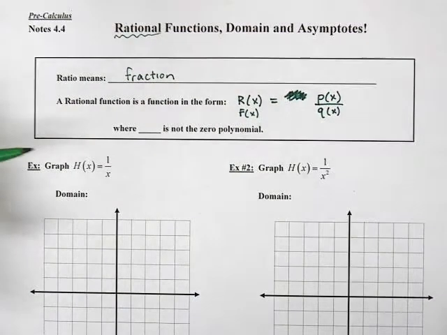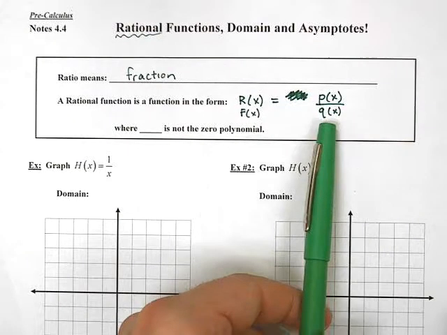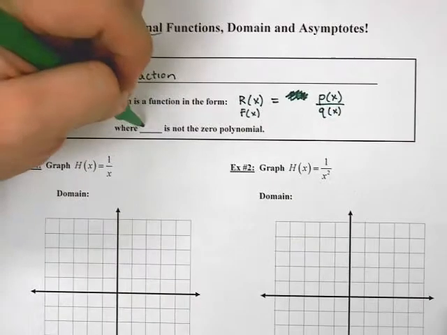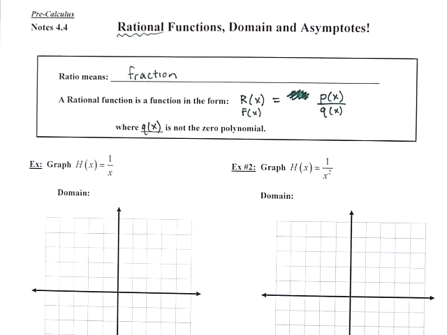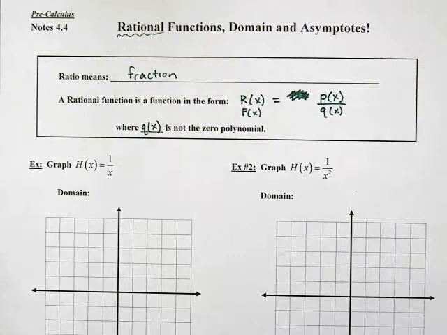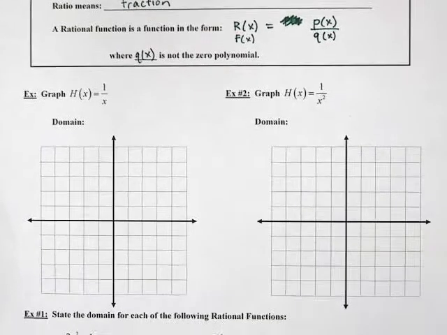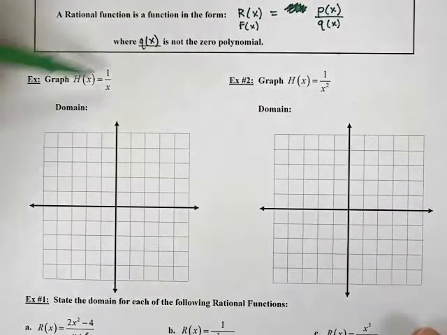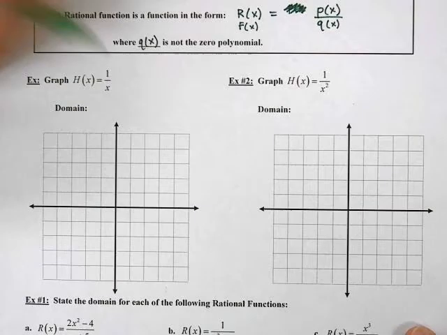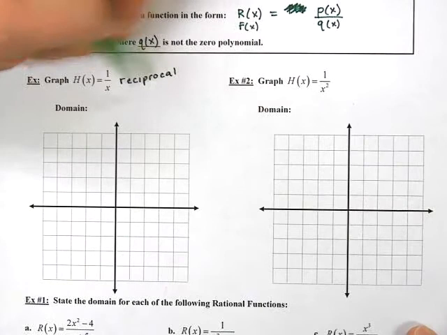Now, it's also super important, it's not okay for q of x to be 0. So we say q of x is not the 0 polynomial. Now, we already looked at some of these, I believe back at the start of Chapter 2 when I gave you that full sheet of different types of functions and their graphs. We already looked at this one, 1 over x. Hopefully you remember, we call this the reciprocal function.